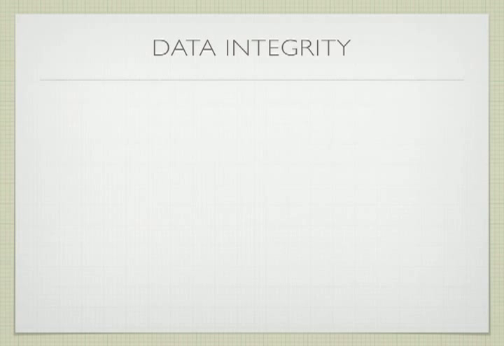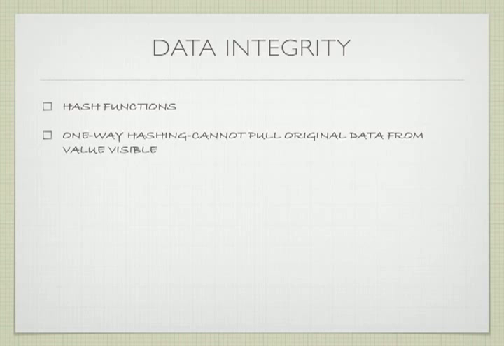Okay, so moving on to data integrity. We've encrypted the data, we've kept it private. Now we're going to talk about ways that you can make sure the data is correct when it's decrypted. These are basically done using hash functions to confirm that the output of the decryption algorithm matches the input on the other side. So one-way hashing is generally the method used here.